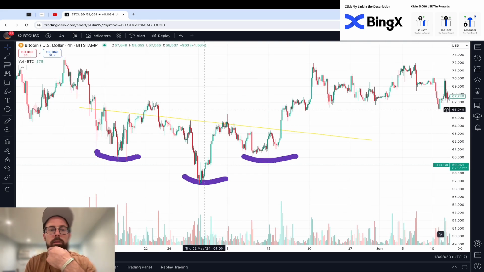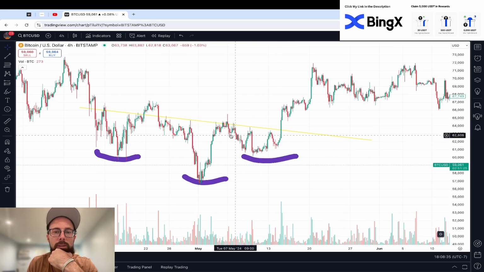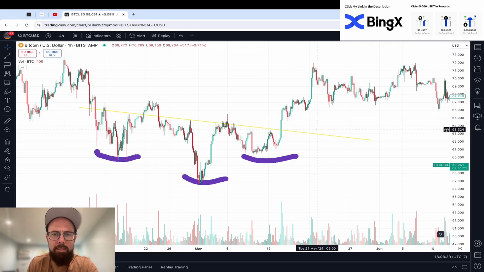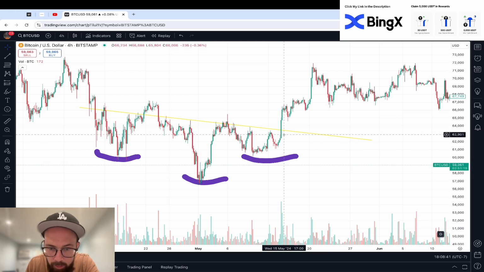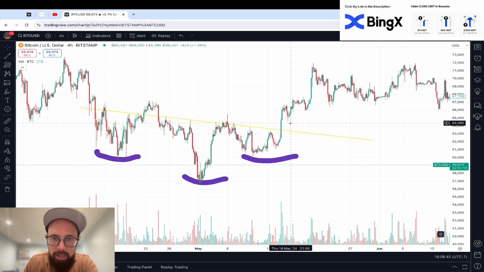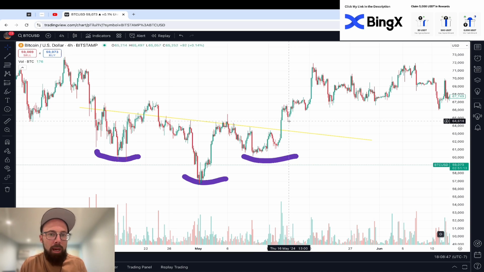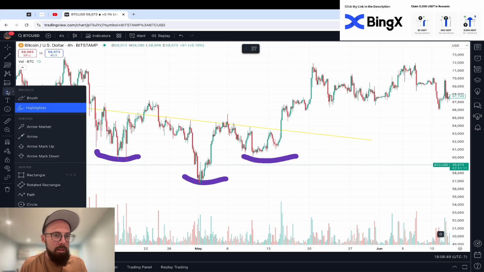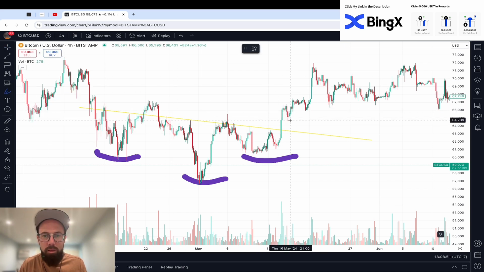So you have left shoulder, head, right shoulder. This is the neckline right here. It's diagonal, roughly at the 63K mark. You have a breakout right here on coinciding volume. This would be the retest right here. It didn't really pull back for the retest all the way, because it was just moving so strongly. But this is the retest right there.